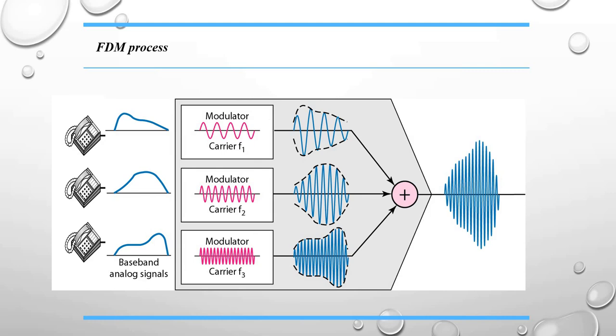Here we can see the process of FDM with multiple input lines. These are telephone lines, where the analog signals from the telephones are combined using the FDM process. Before combining, the signals are modulated using a modulator onto carrier frequencies. The signals from each device, here we can see different signals, are modulated onto carrier frequencies. The modulated carrier frequency signals are then combined into a single signal.